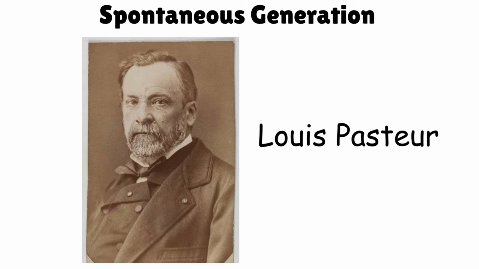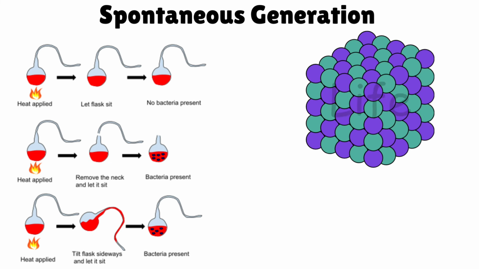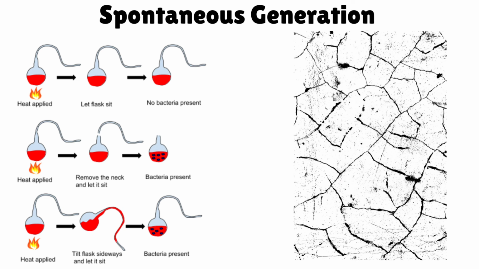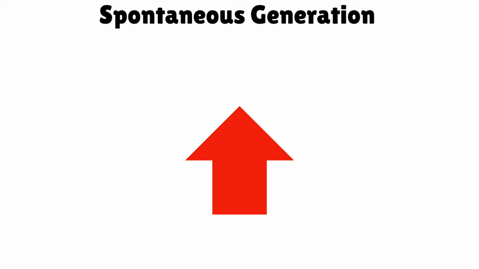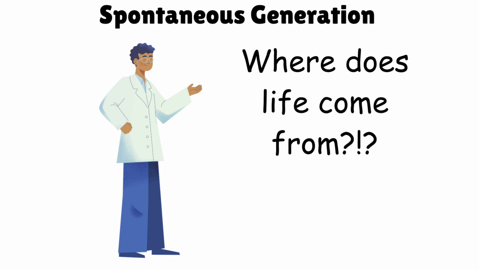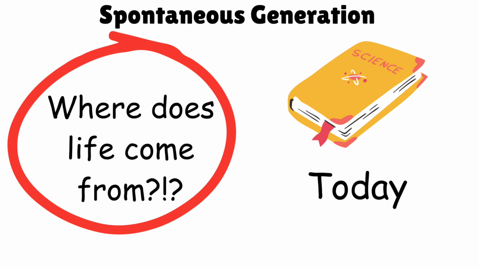Then came Louis Pasteur. He boiled broth in special flasks, sealed them, and proved that life didn't appear unless microbes entered from the air. This experiment crushed the idea of spontaneous generation and gave rise to germ theory. While completely wrong, this theory led scientists to ask, where does life come from? That question still echoes in biology today.